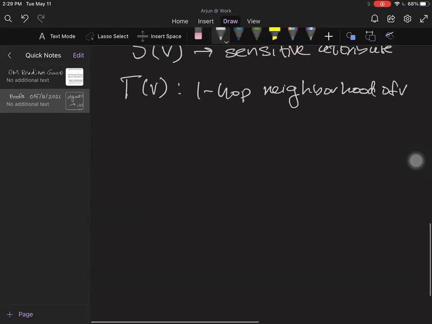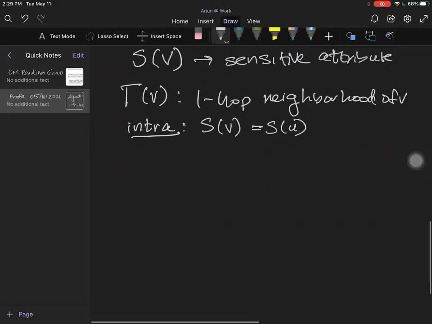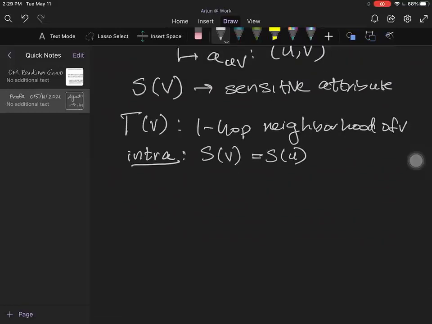And now this is getting into the problem-specific notation. So we have two different terms here. We have intra, and intra is going to refer to any edges such that S(v) is equal to S(u), right? Going back up to this definition, S(v) is a function that returns the sensitive attribute of a vertex. So if we have two nodes that have the same sensitive attribute, we're going to call the link between them an intralink.